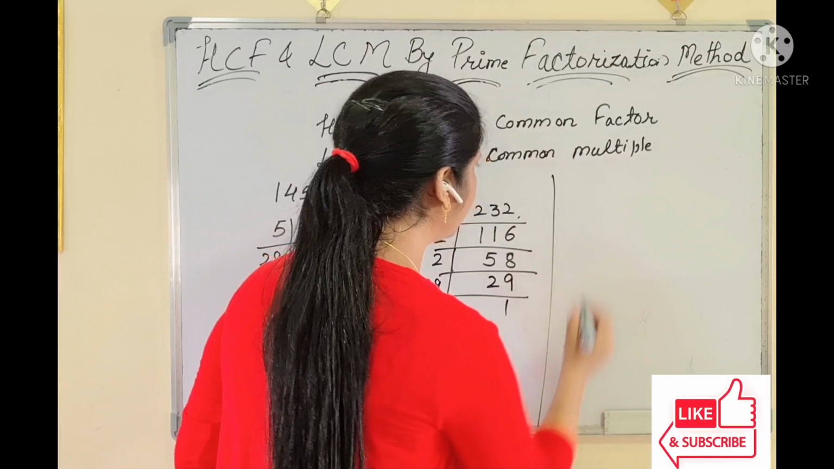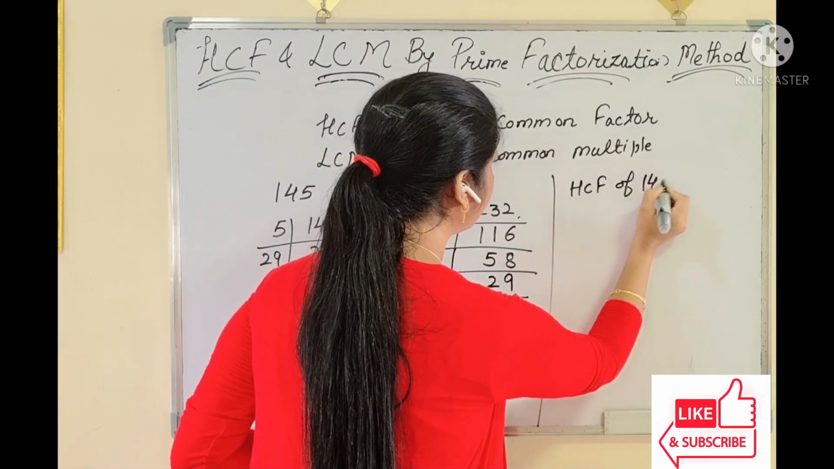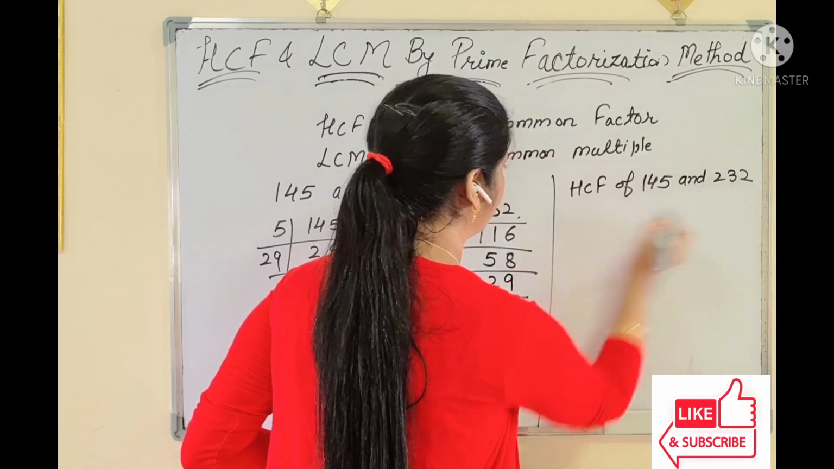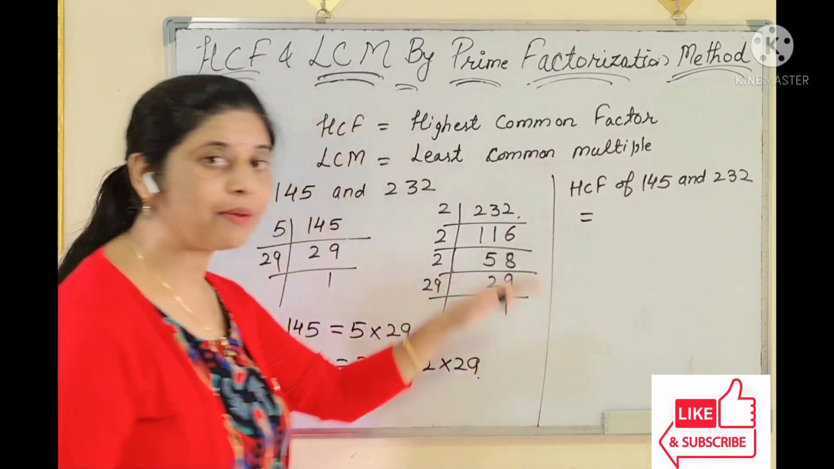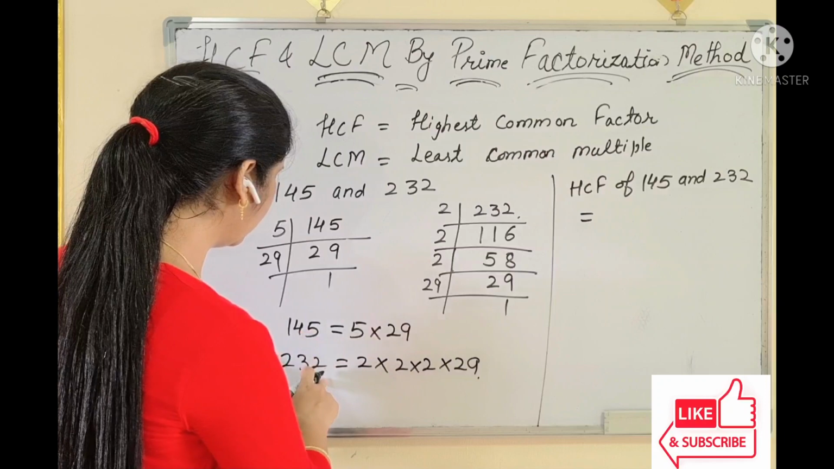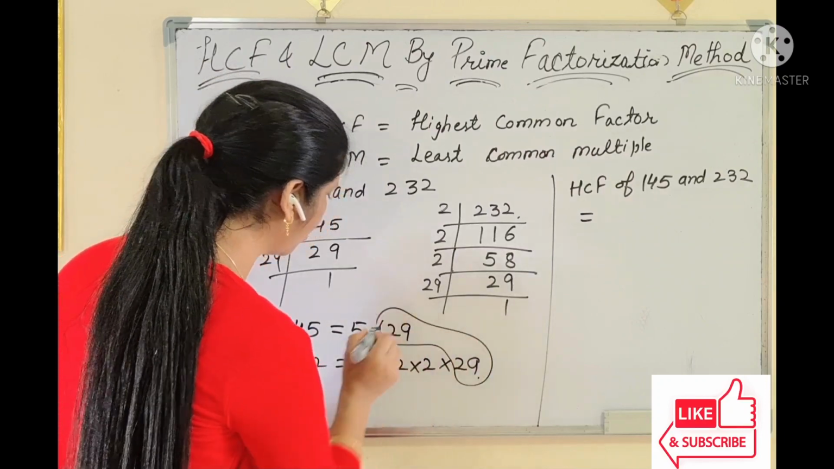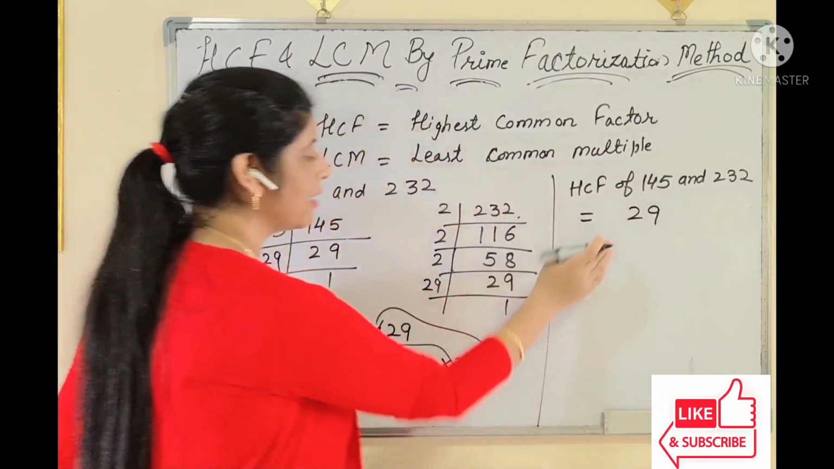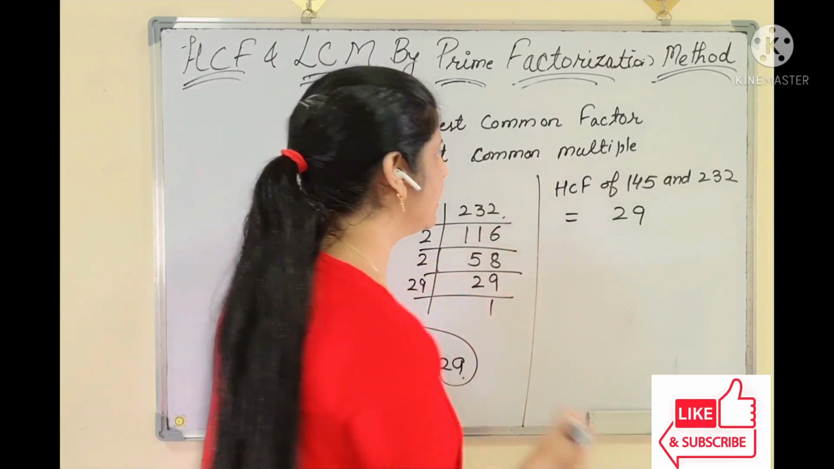Next step, we have to find out the HCF of 145 and 232. What will we do to find the HCF? We have to find the common factors. Here we have only 29 as a common factor. So we will write 29 here. HCF is 29.